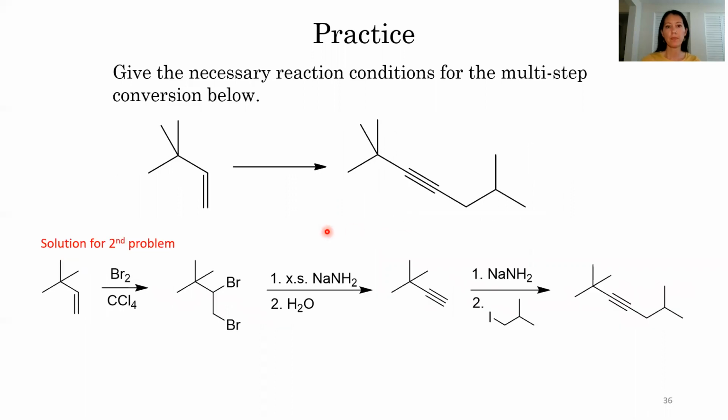Okay. The next problem solution is shown here. Basically, let's just look at the structure. You start with an alkene. I need to get to an alkyne, but I need to alkylate it as well. So the first thing you need to do is convert this alkene to an alkyne. I showed you how to do that. You add bromine to get 2 bromines, and then you add a strong base to do 2 eliminations to give the alkyne. And then you treat that with sodium amide, alkylate it with this group.